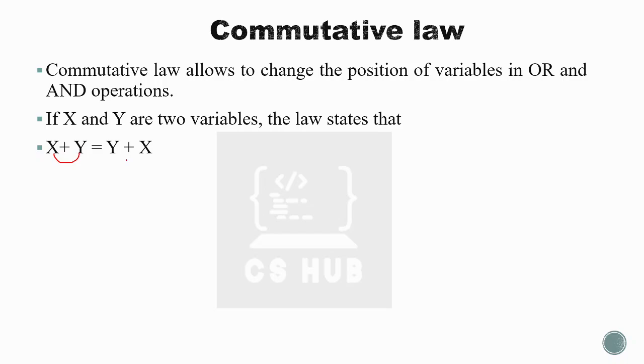Like our normal addition is commutative, right? 2 plus 3 is the same as 3 plus 2. Okay, but division is not commutative. We cannot say that 2 divided by 3 equals 3 divided by 2, right? 2 divided by 3 is not equal to 3 divided by 2, because division is not commutative, but our addition, 2 plus 3, is equal to 3 plus 2, right? Our subtraction is not commutative, but addition and multiplication are commutative. Similarly, in Boolean law, our OR operation is commutative. X plus y is equal to y plus x.